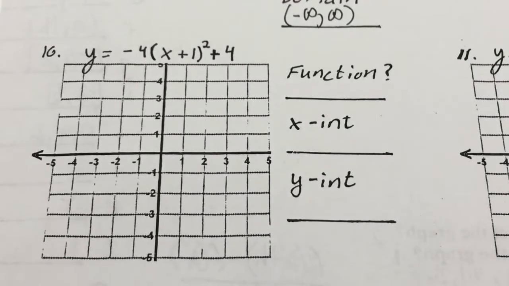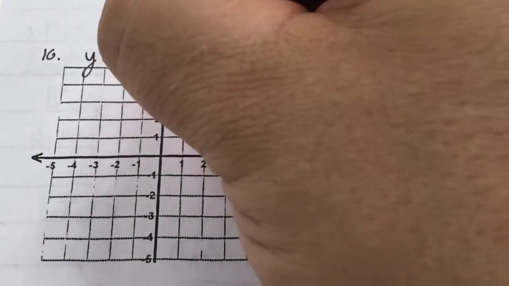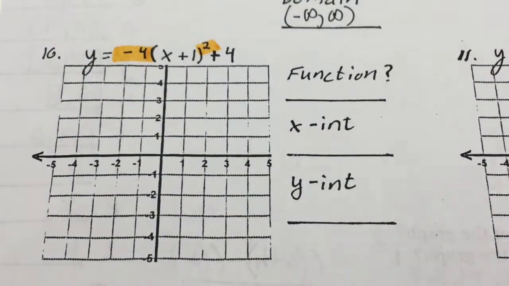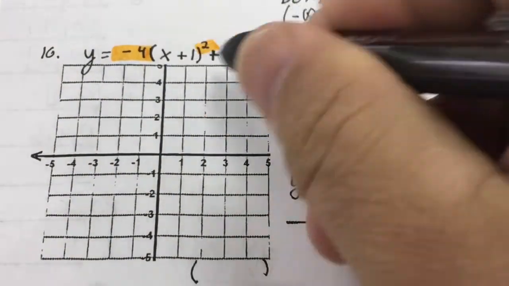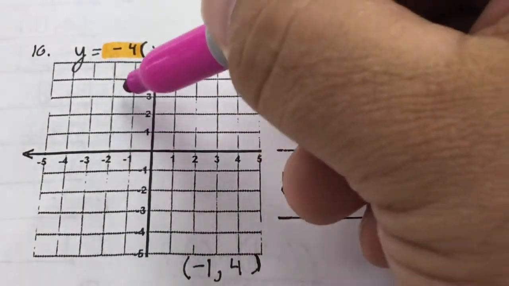Number 10, a little bit different, a little bit scarier. Notice it's an x squared, quadratic or parabola, but this time I have a leading coefficient of -4 out in front. My vertex is still going to be at -1, +4. So from the origin, I'm going to go left 1 and up 4 and put my dot.